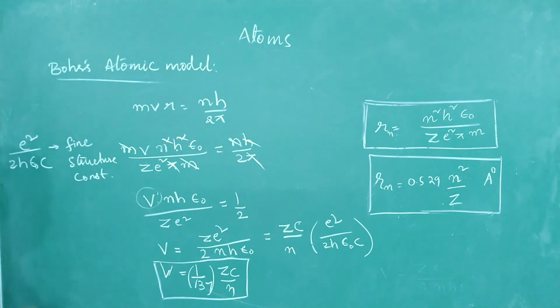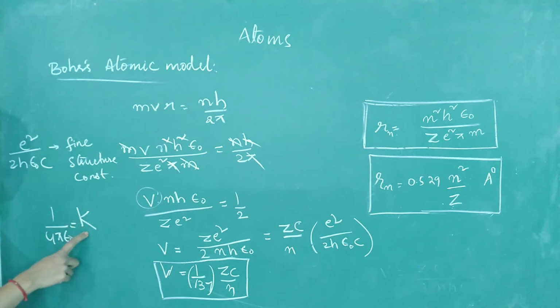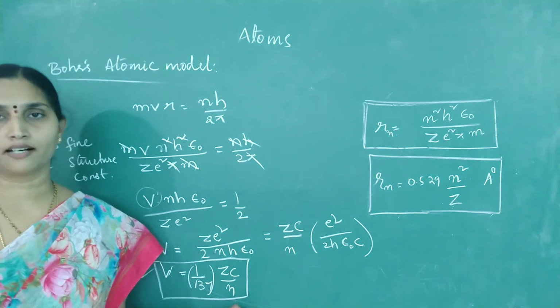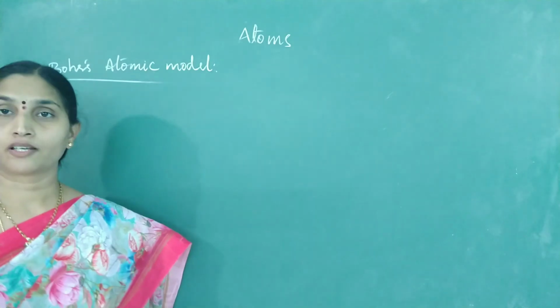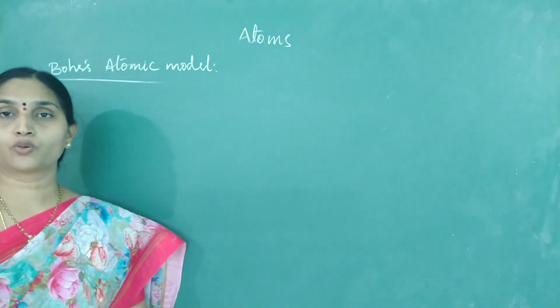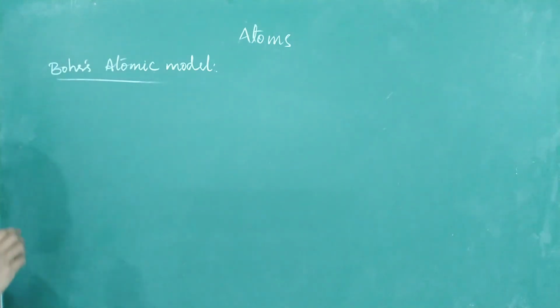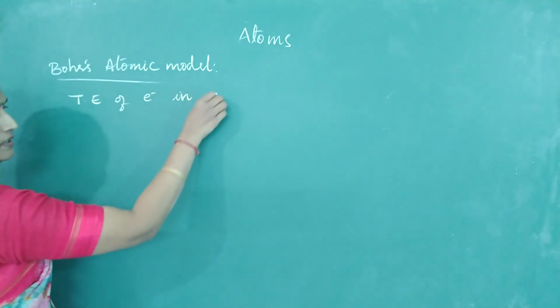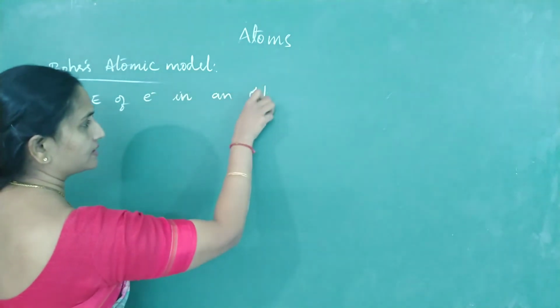In a few books, they will write 1 by 4 pi epsilon naught as k. Don't confuse, if they use this letter k, in the place of k you can write 1 by 4 pi epsilon naught. So this is a formula for finding out the velocity of an electron in nth orbit for all hydrogen-like atoms. Now coming to the expression for total energy of an electron in an orbit. We are going to calculate its mechanical energy, the total energy of electron in an orbit for hydrogen-like atoms.